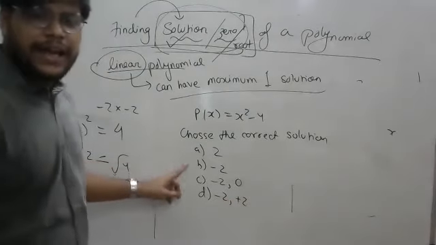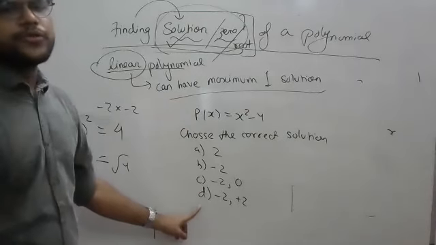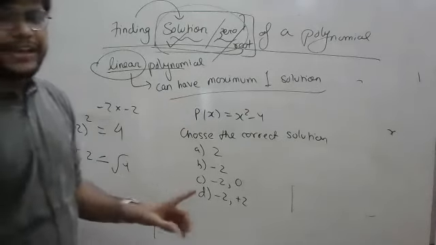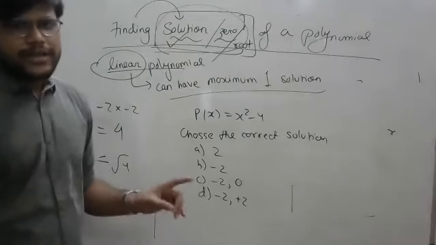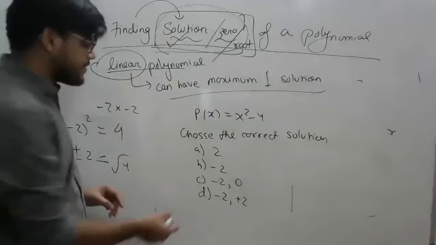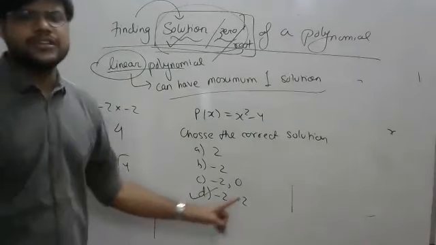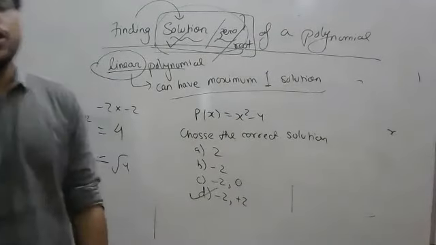Now, if you take A or B, that would be wrong. The D option would be correct. You cannot miss out any one option. Please understand. Remember this in the exam. It's not that only 2 is fine, or only minus 2 is fine. You should always select the option which covers all the answers of this particular polynomial. If all answers are possible, you have to select that.